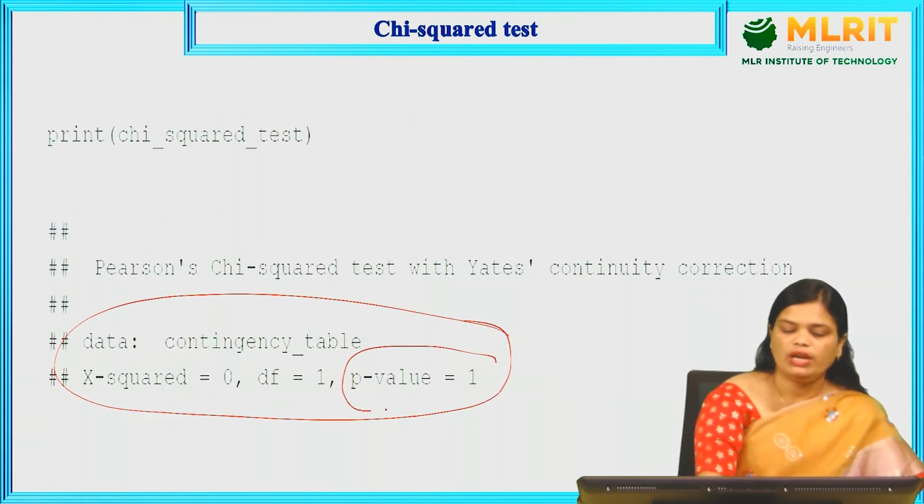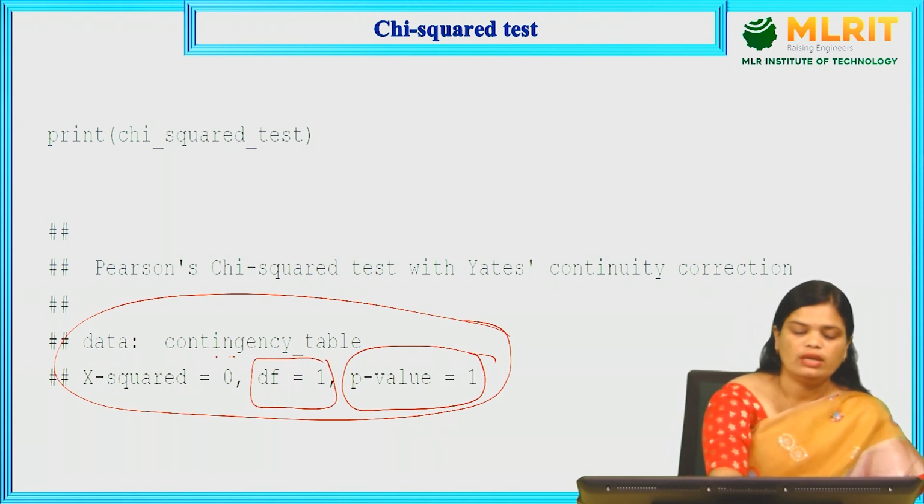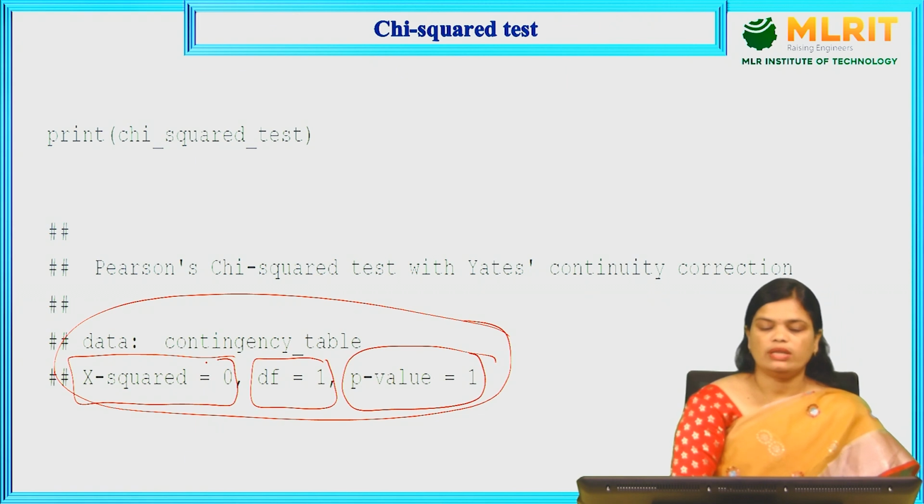The p-value we have got here is 1. The df value we have got here is 1. Chi-square value we have got here is 0.